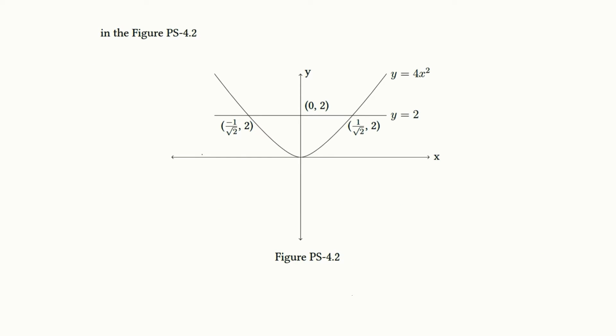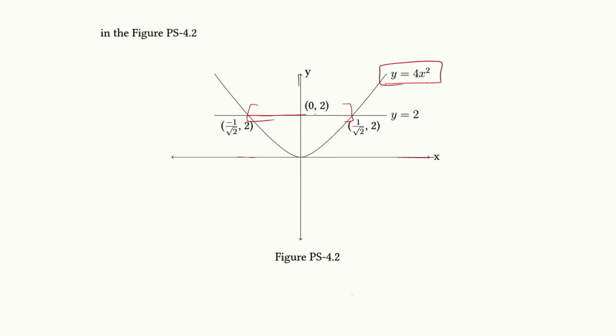This is the x-axis, this is the y-axis, and the curve y equals 4x square will roughly pass through the origin, and it is symmetric about the y-axis because the value of b is 0 and c is 0. We have only y equals 4x square. Also observe that this is the line y equals 2. Now we are supposed to find the length of this line segment.